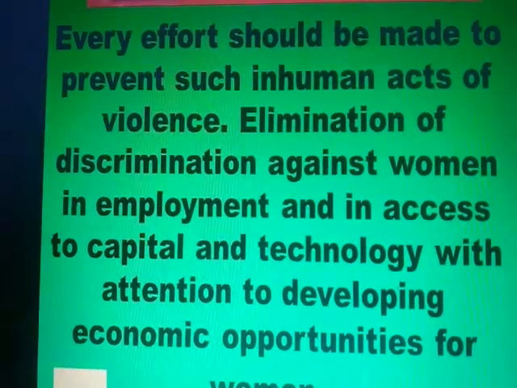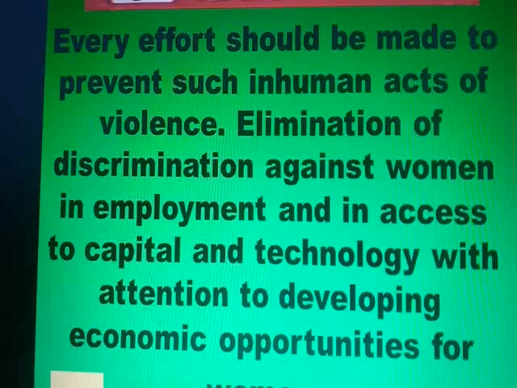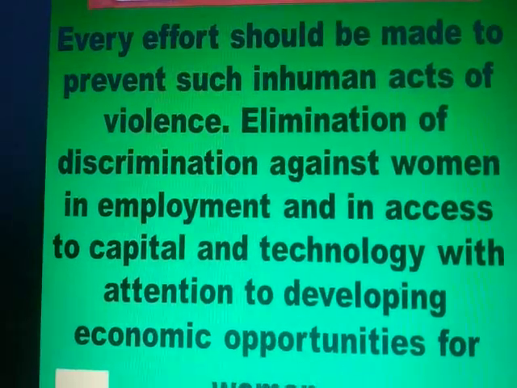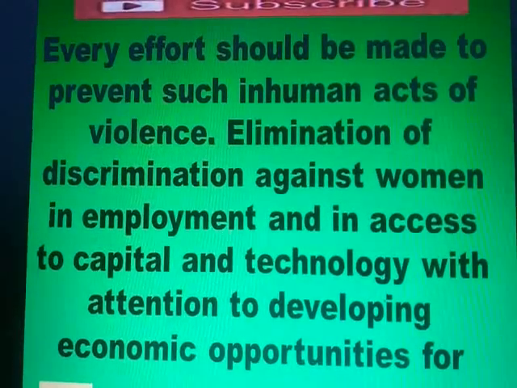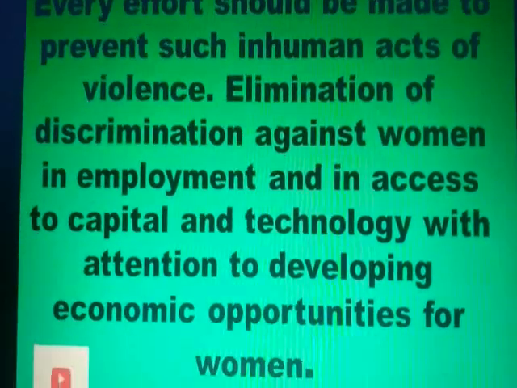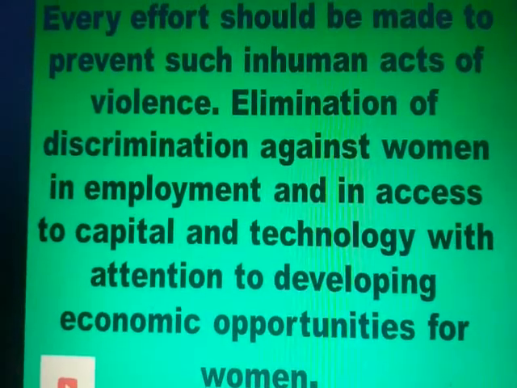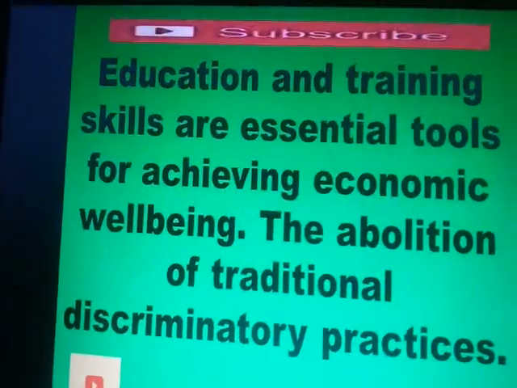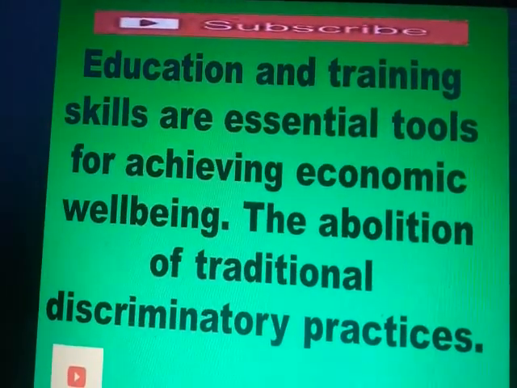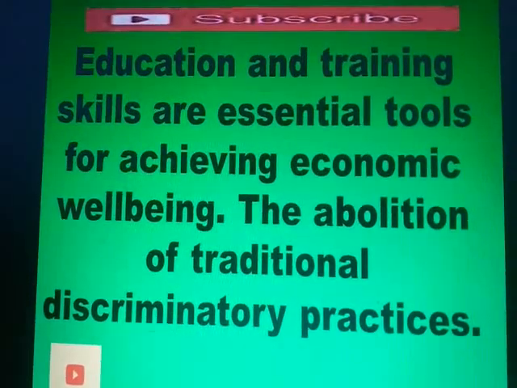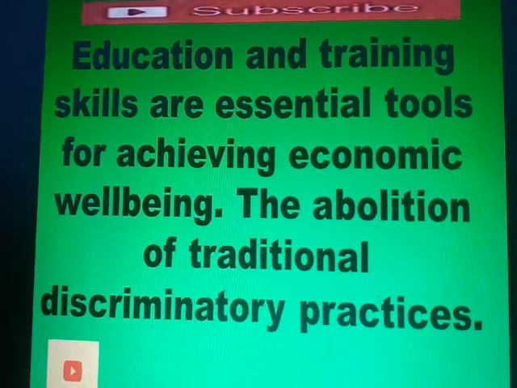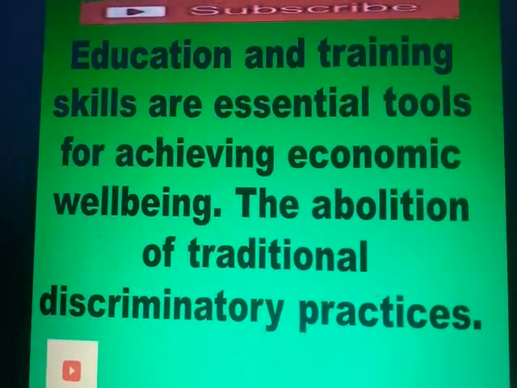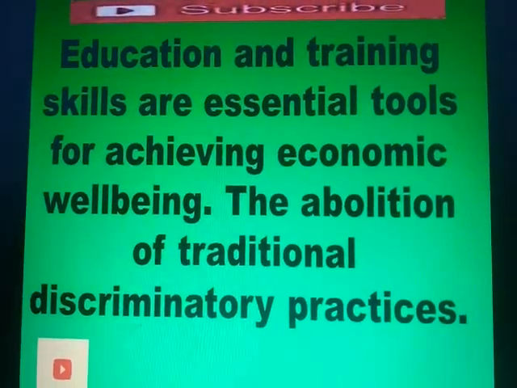Elimination of discrimination against women in employment and in access to capital and technology, with attention to developing economic opportunities for women. Education and training skills are essential tools for achieving economic well-being. The abolition of traditional discriminatory practices.